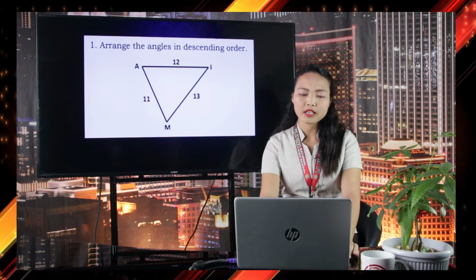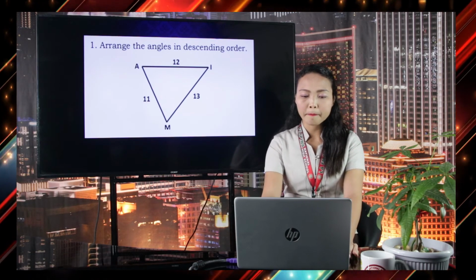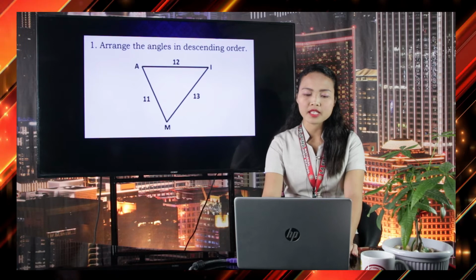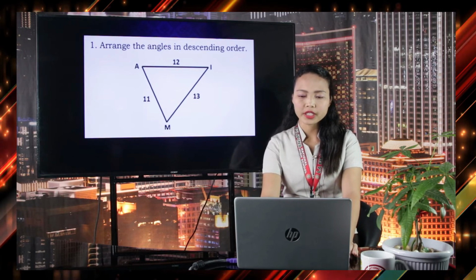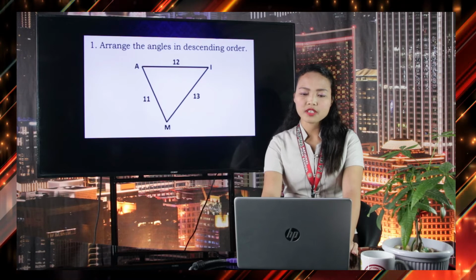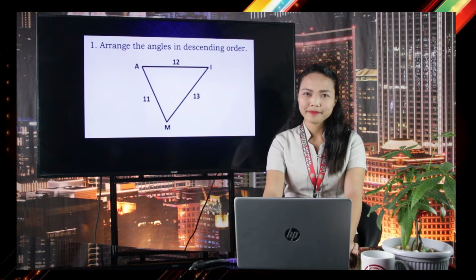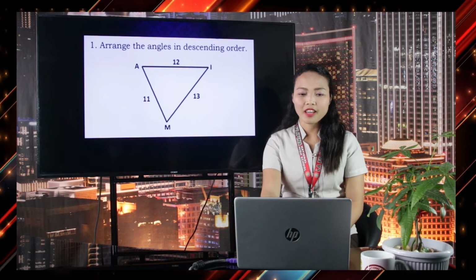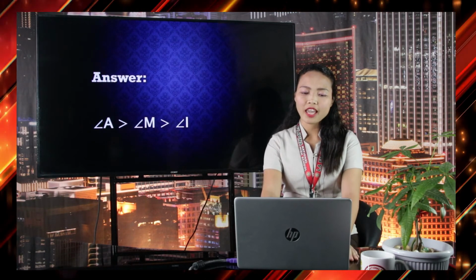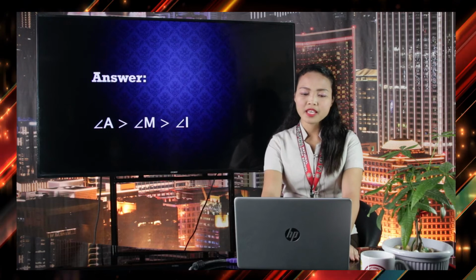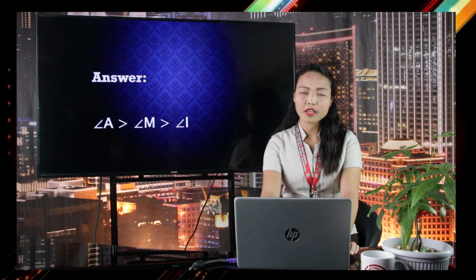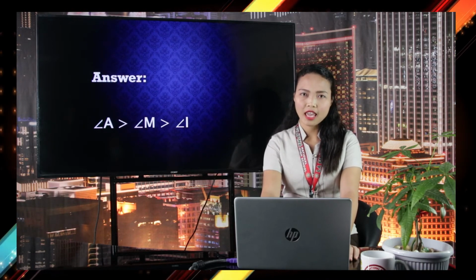So we have here a triangle AIM. Then the given lengths are for the line segment AI, that is 12, AM is 11, and IM is 13. So how are you going to arrange this in descending order? Okay, what's the answer? The correct answer is angle A is greater than angle M, greater than angle I, or angle M is greater than angle I but less than angle A.